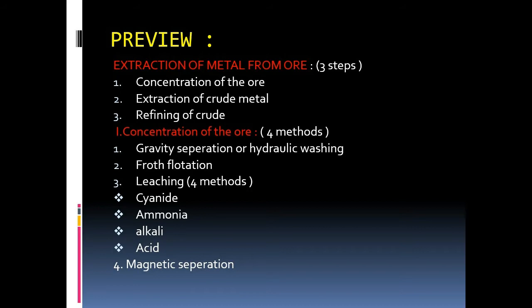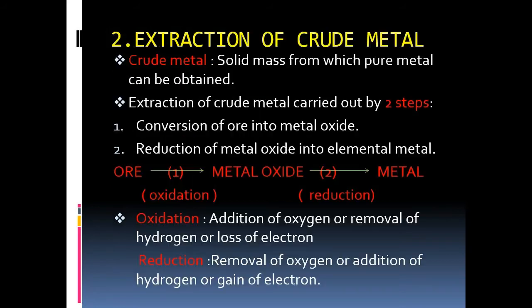Now in today's class we are going to see the second process, that is extraction of crude metal. Crude metal means a solid mass from which we are able to separate the pure metal. This extraction of crude metal is carried out in 2 major steps. First is conversion of ore into a metal oxide. Then, after converting into metal oxide, the second step is reduction of the metal oxide into its metal.